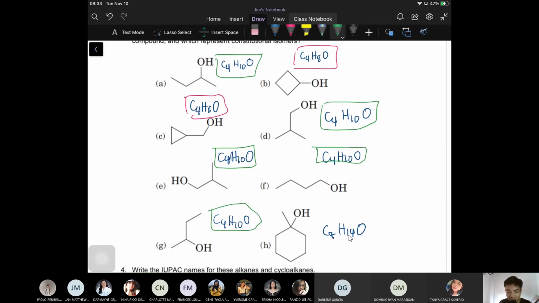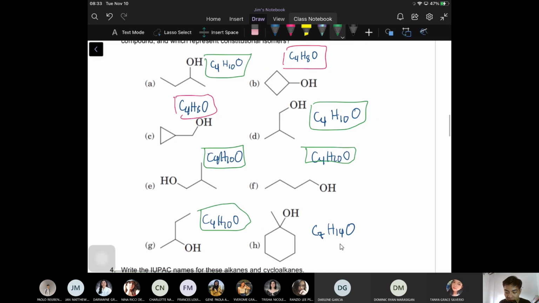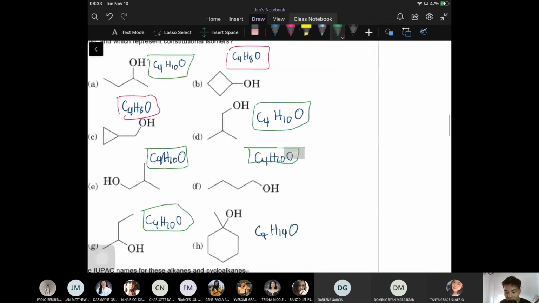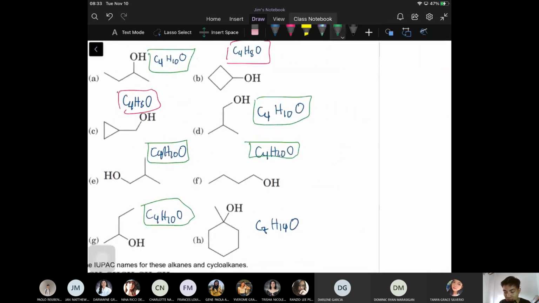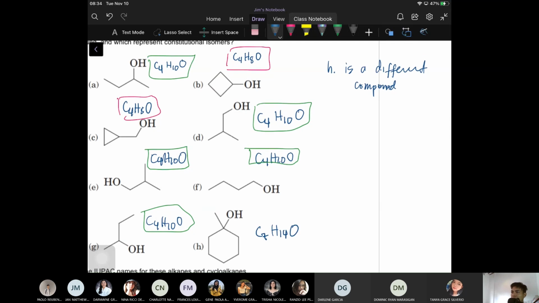Itong C7H14O, this is a different compound. So hindi siya belong. Okay? Sabihin natin that yung H is a different compound. So hindi siya belong kung sa isomer ba siya or what, kasi iba yung molecular formula niya. Okay. So ngayon, tignan natin.